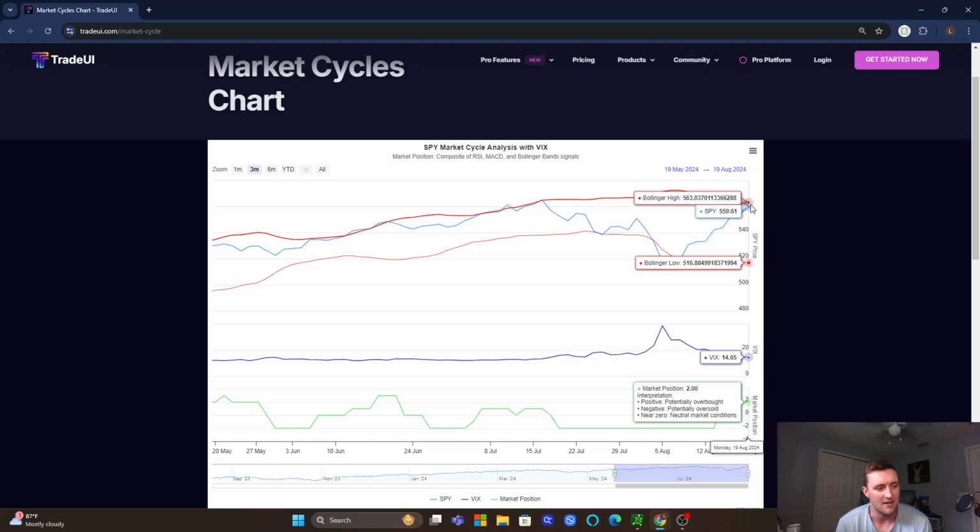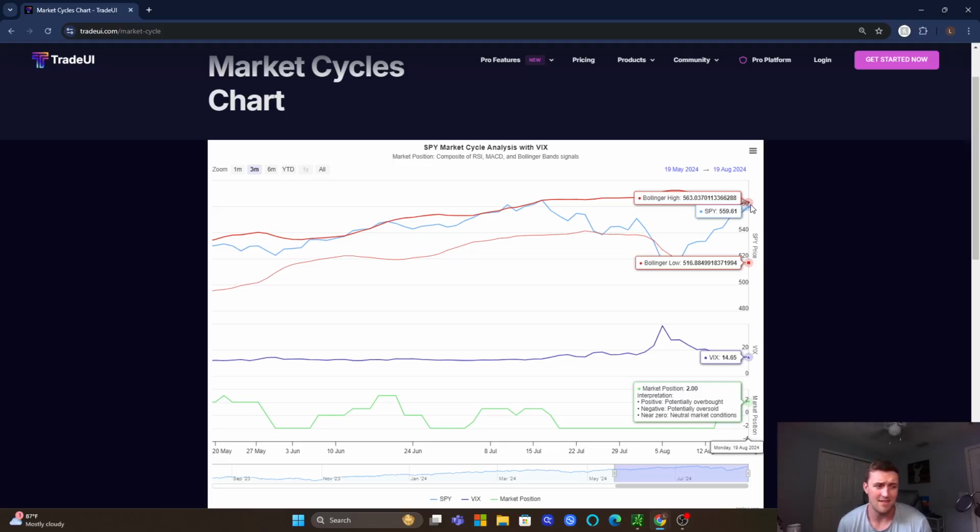You see that the VIX at this point in time is at 14.65. So the VIX is under 20, which tells us the market could have a shakeup here. The fact that we're above 10 and under 20, it hasn't happened yet. We're getting close to that Bollinger Band. But look at market position. It's even saying that we are overbought right now.